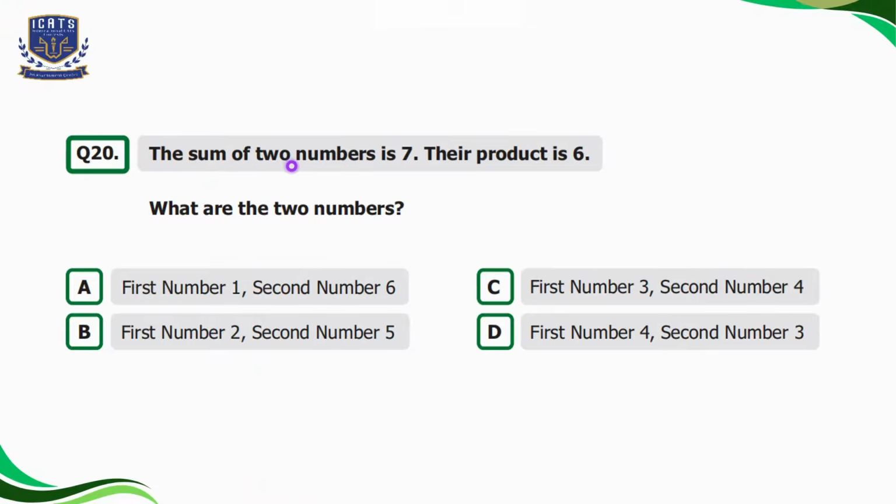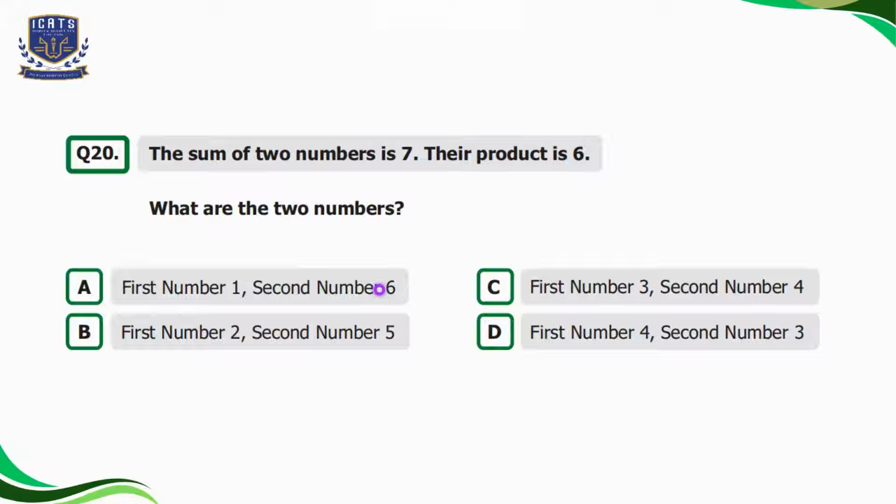Question number 20. The sum of two numbers is 7. Their product is 6. What are the two numbers? So we have to find two such numbers. If we add them, the answer should be 7, and if we multiply them, the answer should be 6. So option A is first number 1, second number 6. If we add 1 and 6, the total is 7. And if we multiply 1 by 6, the answer is 6 ones are 6. So it means our option A is the correct option.